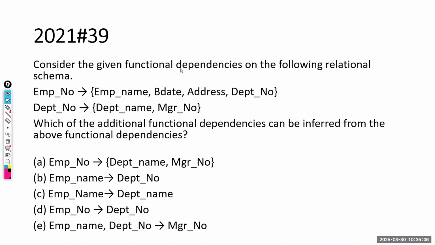Right. Consider the given functional dependencies on the following relational schema. Which of the additional functional dependencies can be inferred, that means derived, from the above functional dependencies? And do it. Again, multiple answers are possible.